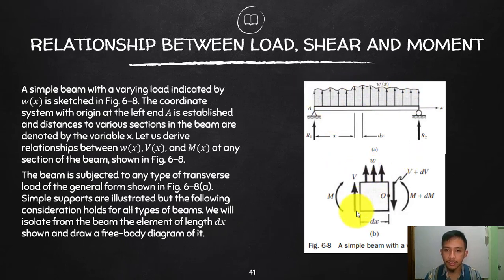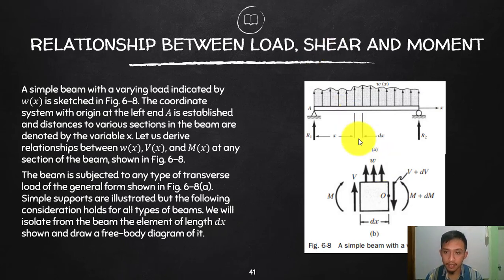Then let's consider a very small change in length, a differential length of the beam, dx. Let's say x is the horizontal distance, then we consider a small loading, w. Even if there are different values of w, since we are considering a very small distance, we can simplify it as the same value of w.